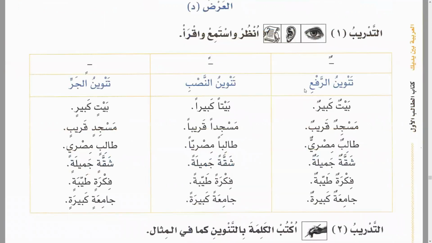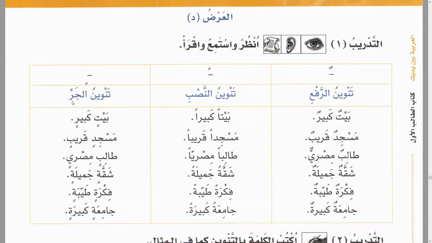Okay, this is what we are learning. Tanween al-dhafra, tanween al-nasb, and tanween al-jar. What is tanween al-dhafra? When two dhammas come, right? It's called tanween al-dhafra. Marfu'. We've done this before. Marfu'. Baytun kabirun. Masjidun qaribun. Tanween al-rafa. This is of marfu'. What is tanween al-rafa? Two dhammas. Shaqqatun jamilatun. Talibun misriyun.